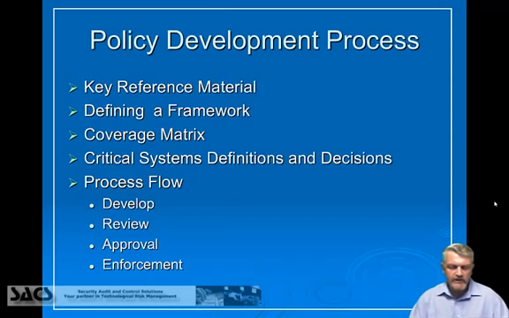And you have to define, for example, that remote access will only be applicable to users who do remote access into your organization. It will not be applicable to other users who don't. Critical systems definitions and decisions are important not just for policy development, but also for disaster recovery planning and business continuity planning. Process flow: here we will develop a policy, it will be reviewed, it will be approved, and it will be enforced. The next step is anniversary-wise: review, approve, enforce. So it'll go through a cycle.